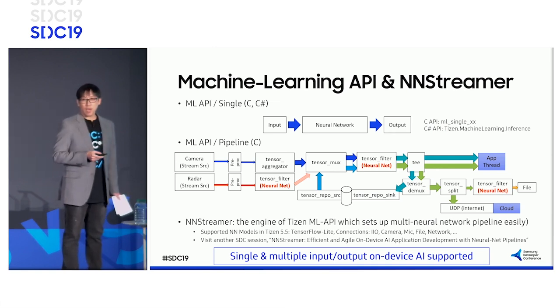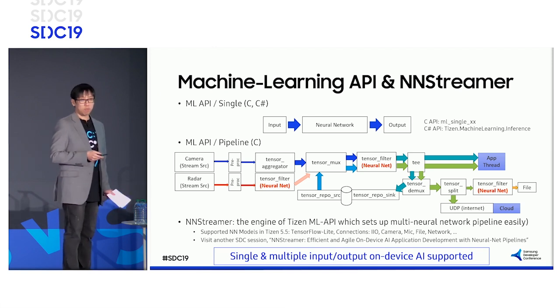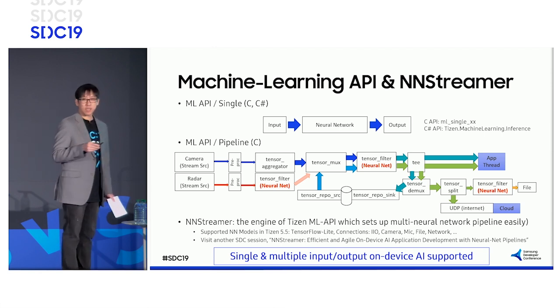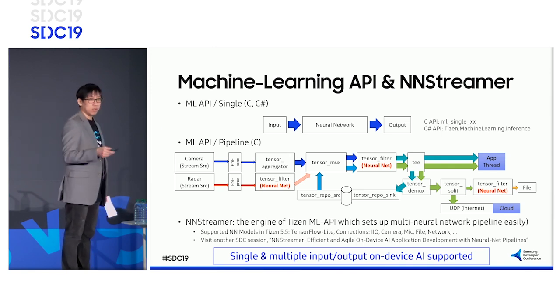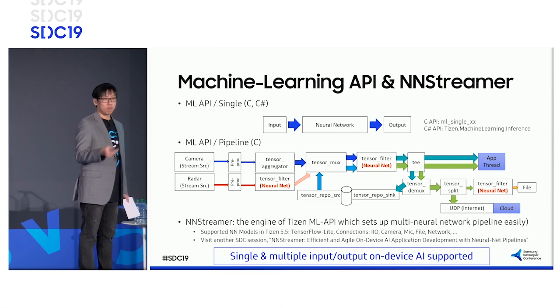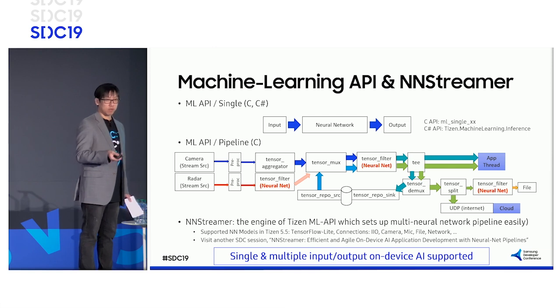Next one is adding an on-device machine learning API to Tizen. The on-device machine learning API is arguably the most requested API in Tizen 5.5. So we added two types of machine learning API: the single API and the pipeline API. The single API is obvious. We have a single input and single output with only one neural network model to make an inference. And we also added the pipeline ML API for more complex cases using a data stream from a camera or even multiple data inputs.